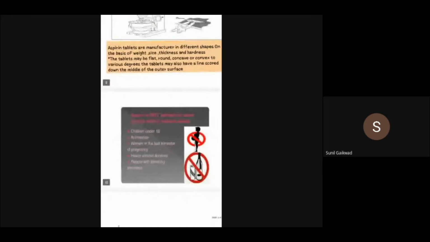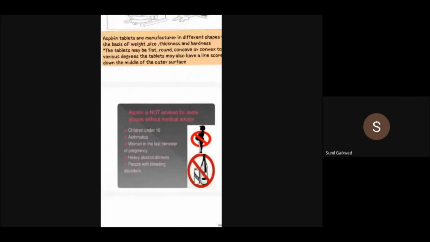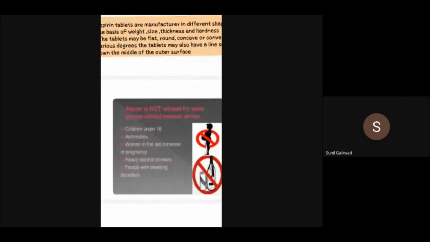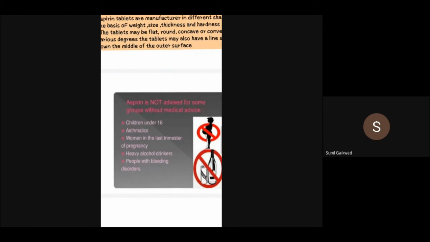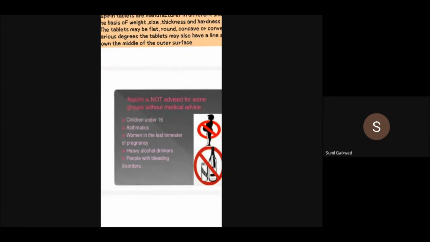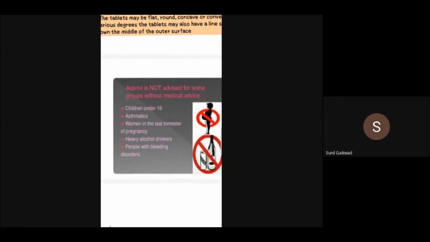Aspirin is not advised for some groups without medical advice, so it should not be given to children who are under 16. And there are many other examples. Women in the last trimester of pregnancy should not be advised aspirin. Heavy alcohol drinkers and people with bleeding disorders should not take this.